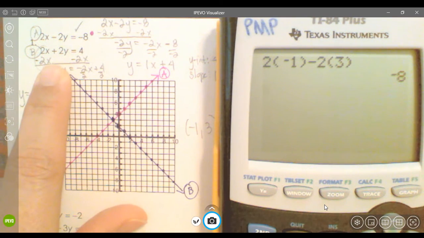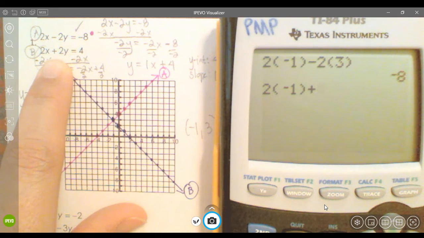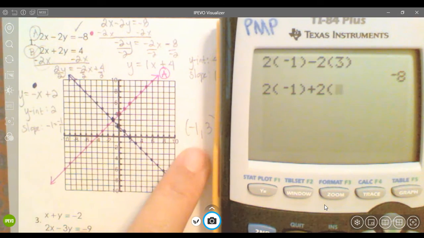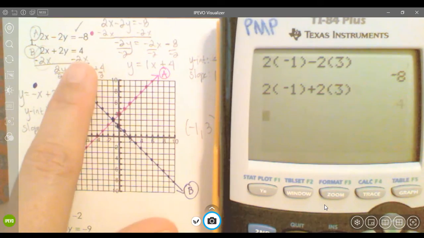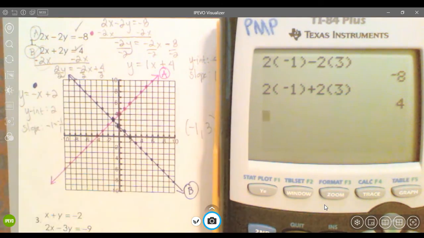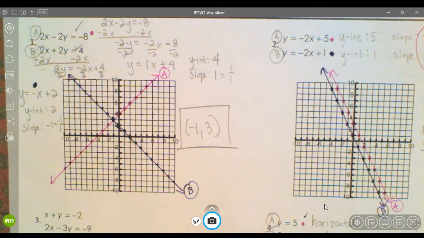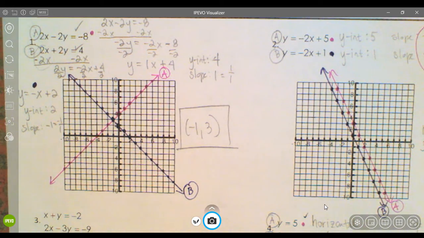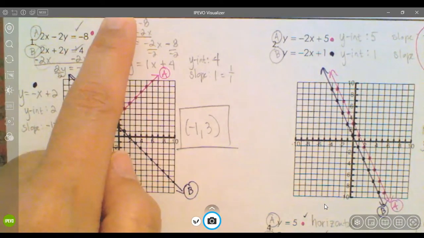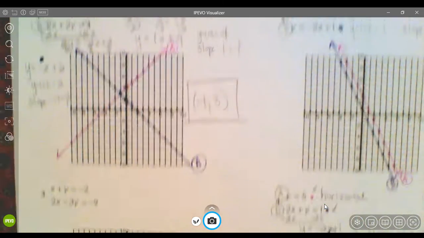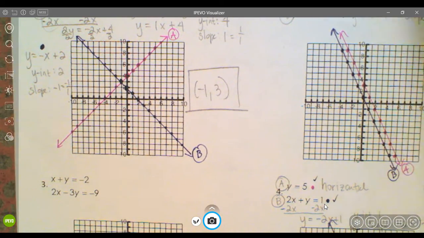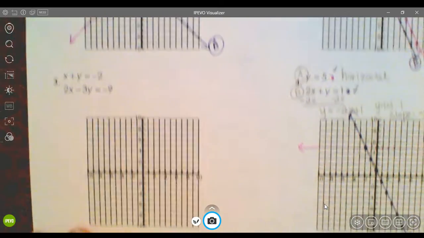And now let's try the second one. 2 times x, which is -1, plus 2 times y, which is 3. Let's get 4. Boom, got 4. So guess what? This is correct. Okay. All right, so there we are. I had one solution. I checked my solution algebraically. Everything's good. All right, so now let's look at this last one.